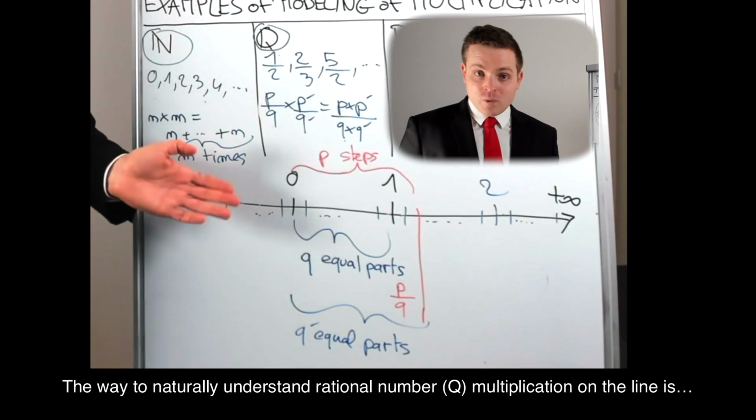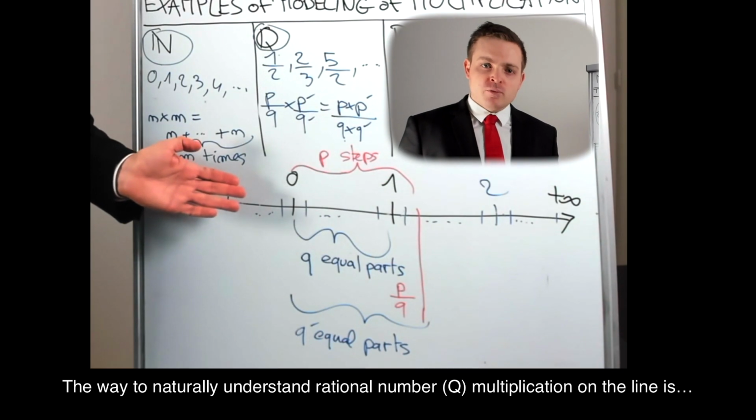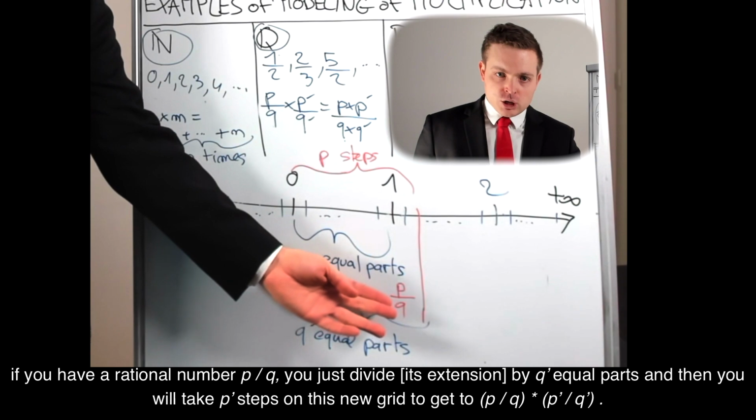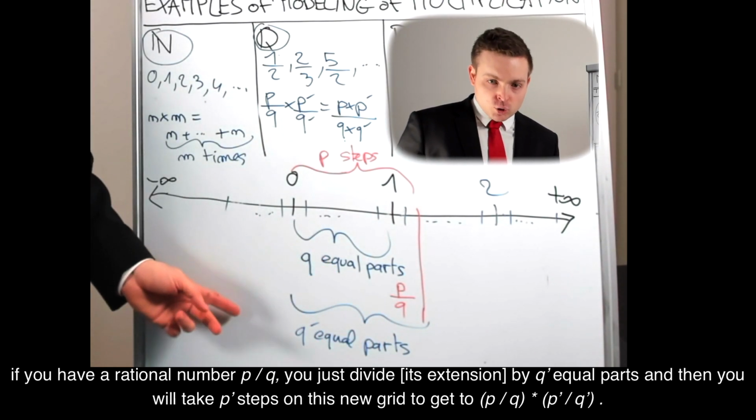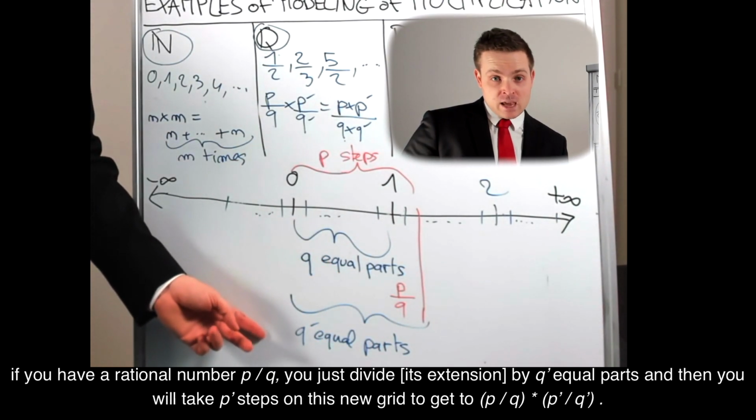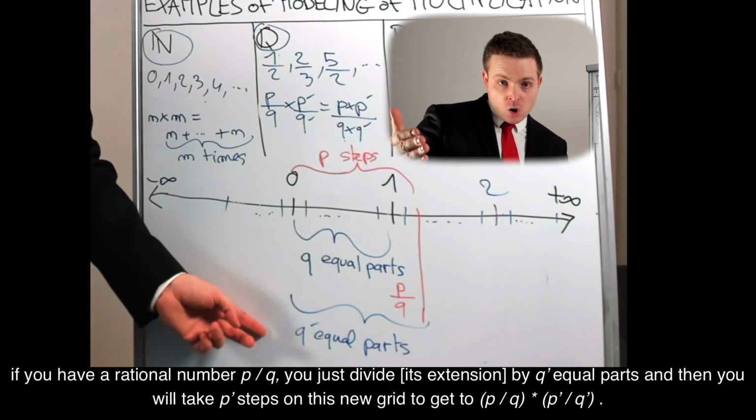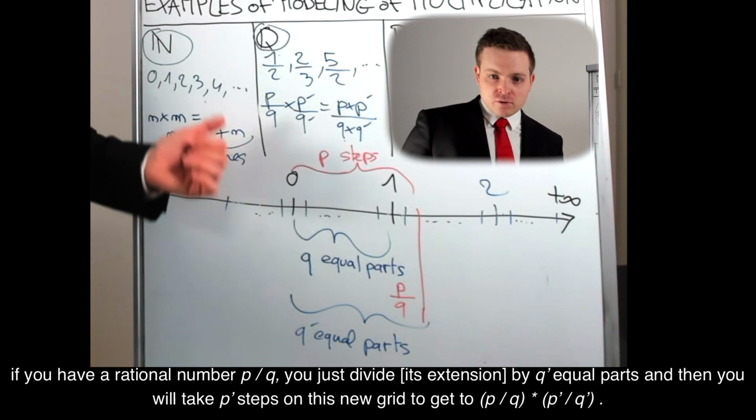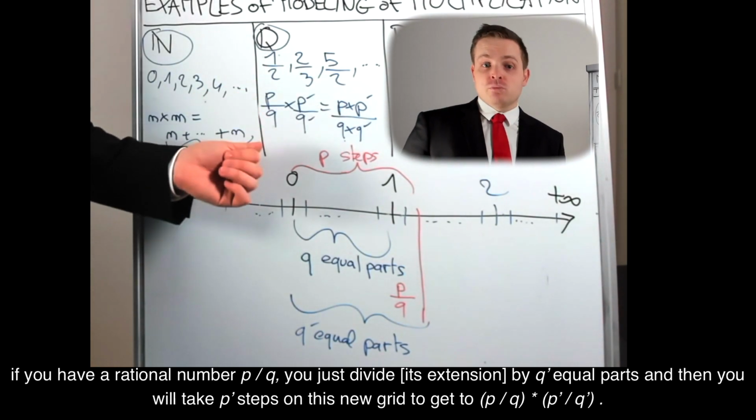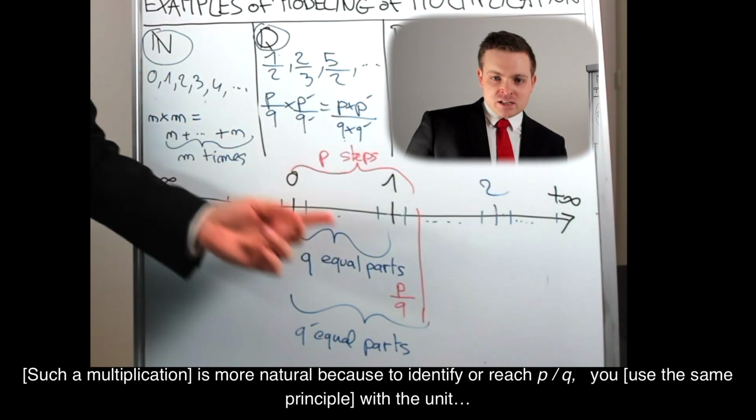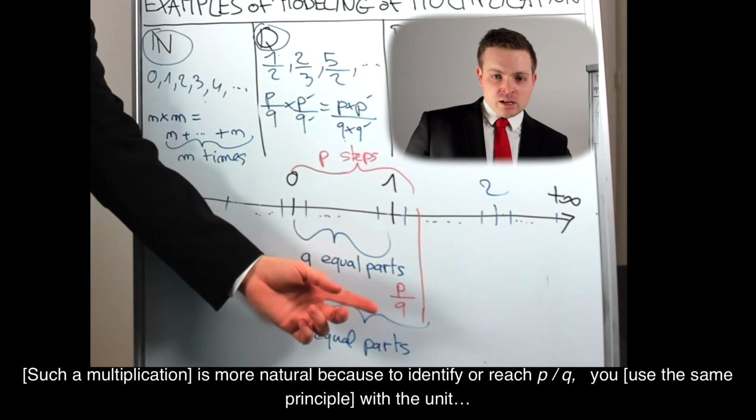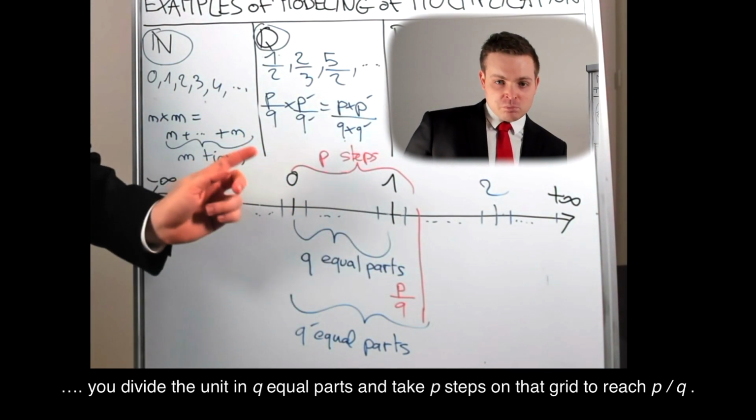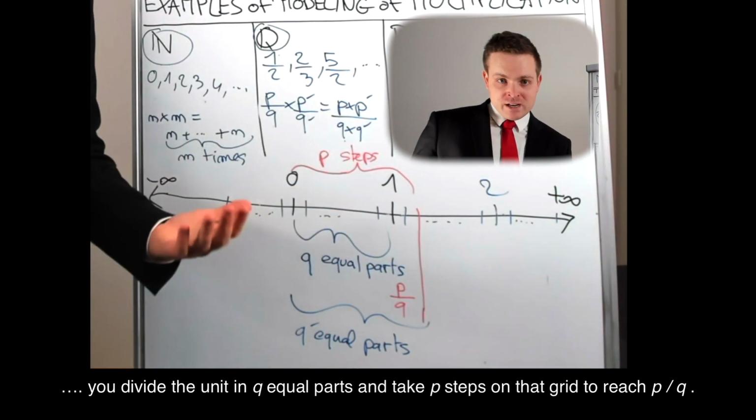The way to naturally understand rational number multiplication on the line is if you have a rational number p over q, you just divide this by q prime equal parts, and then you will take p prime steps on this new grid to get to the multiplication of p over q times p prime over q prime. It is more natural because to identify or reach p over q, you do the same thing with the unit. You divide the unit in q equal parts and you take p steps on that grid to reach p over q.